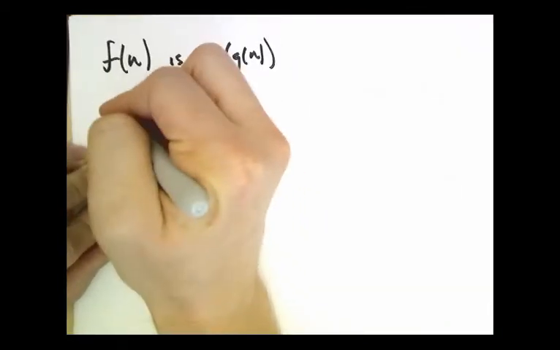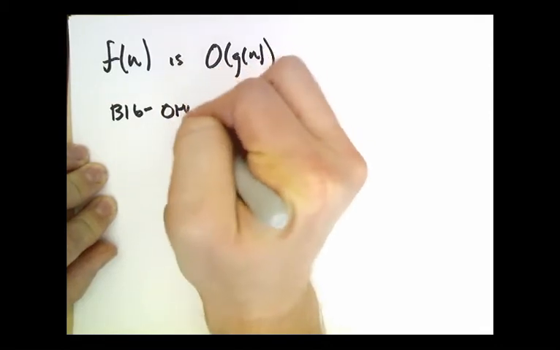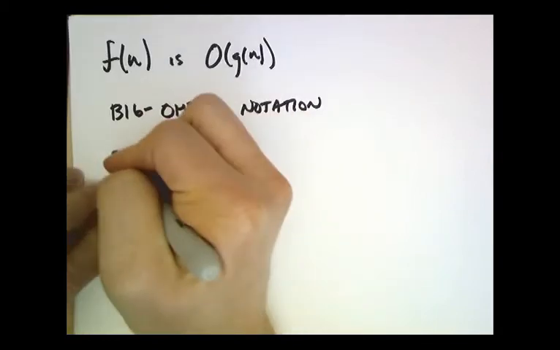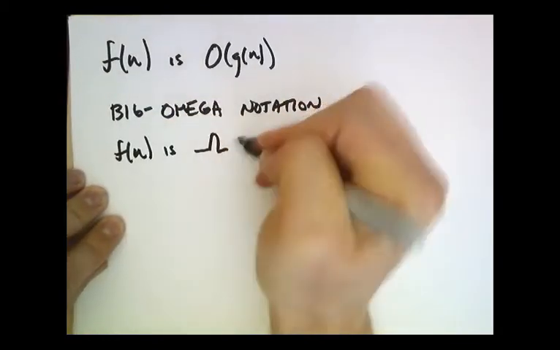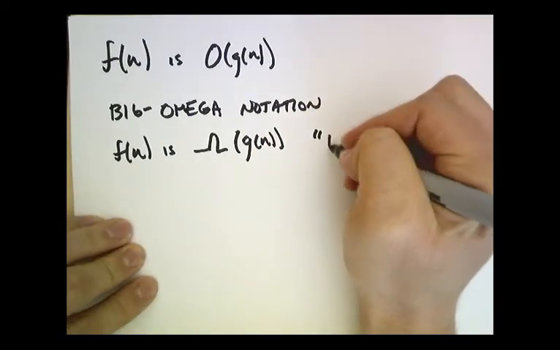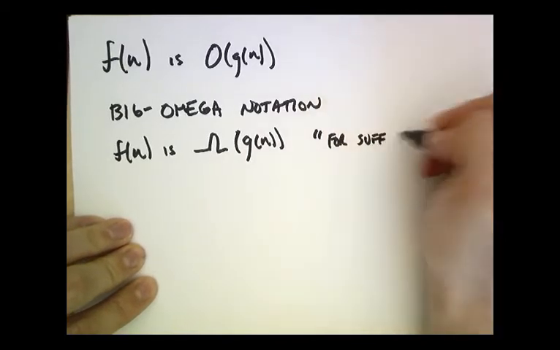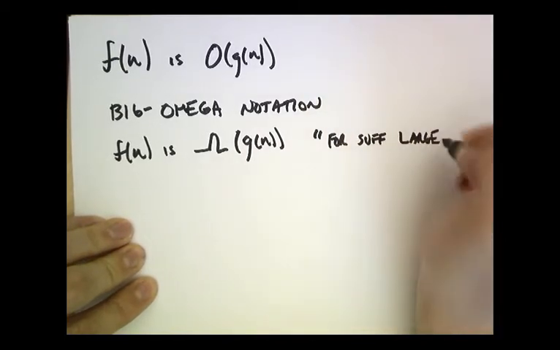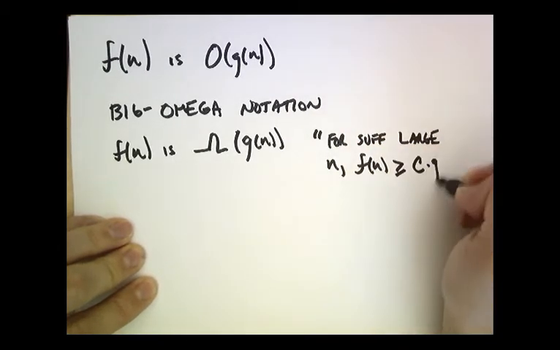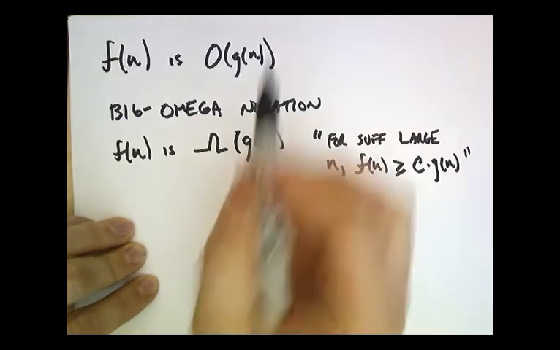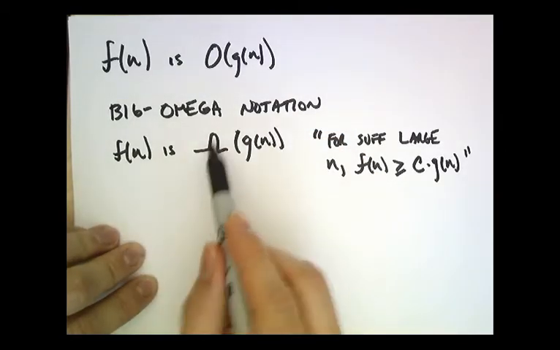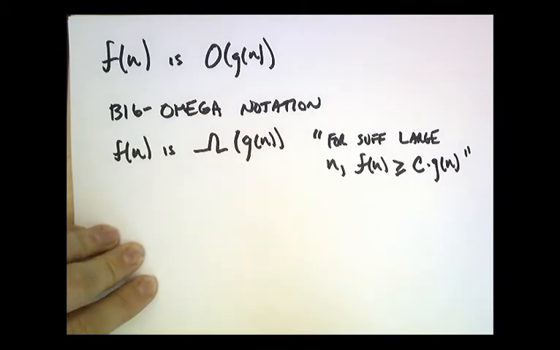Now there's also something called big omega notation. And we say that f of n is big omega of g of n. In words, this roughly means that for sufficiently large n, f of n is greater than or equal to some constant times g of n. So very crudely, big O you can replace with a less than or equal to sign, and big omega you can replace with a greater than or equal to sign.